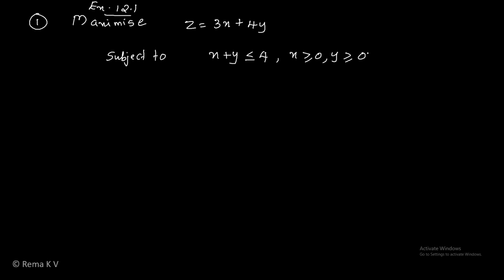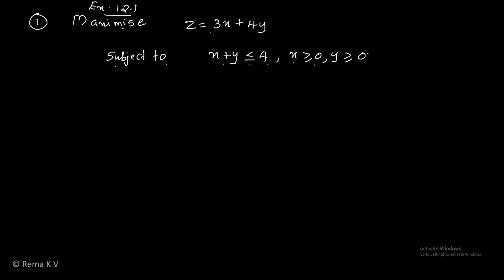First question: maximize z is equal to 3x plus 4y subject to the constraints x plus y less than or equal to 4, x greater than or equal to 0, y greater than or equal to 0.